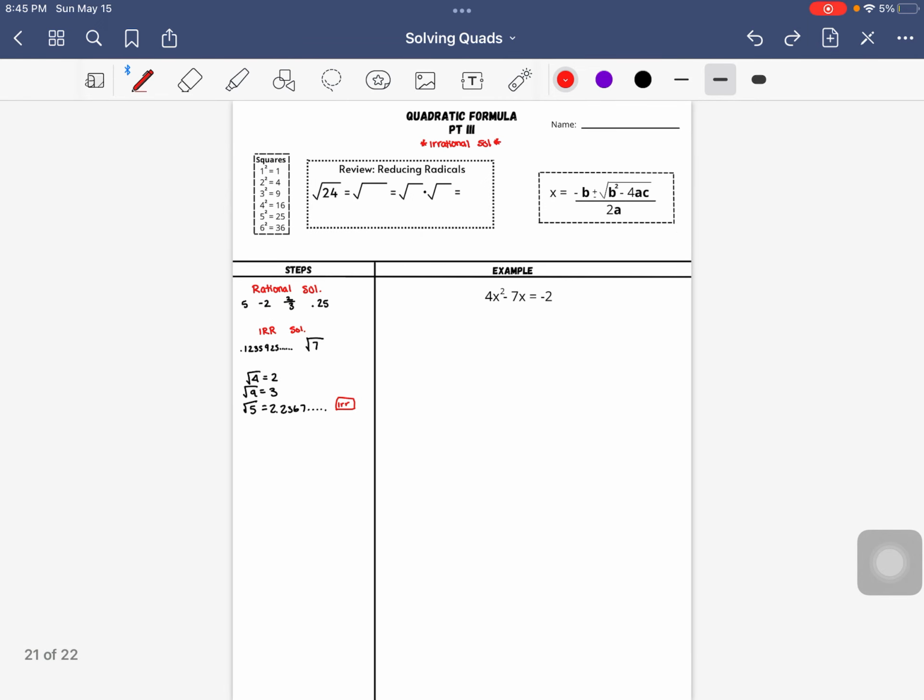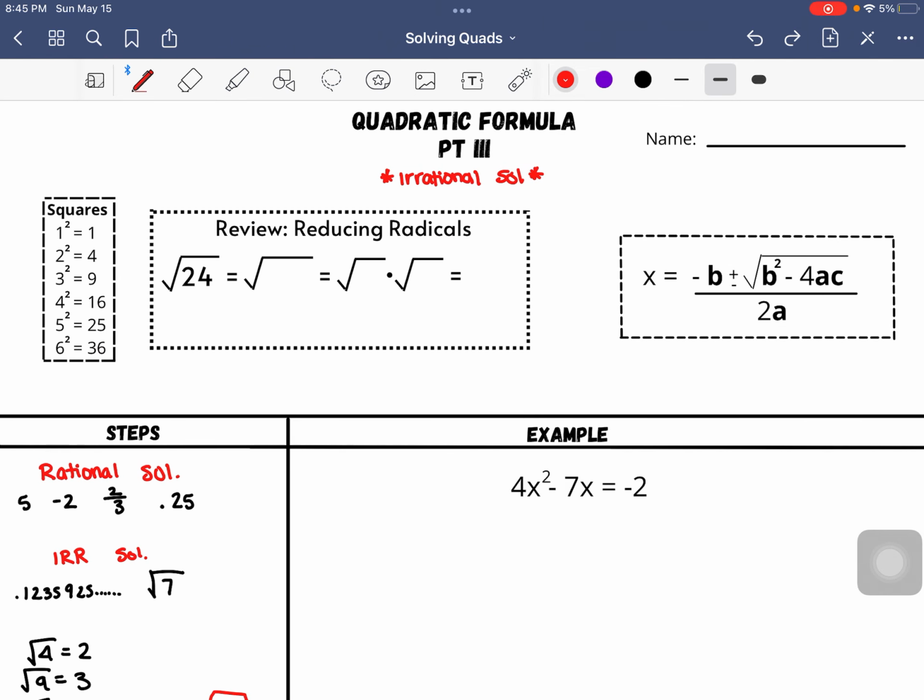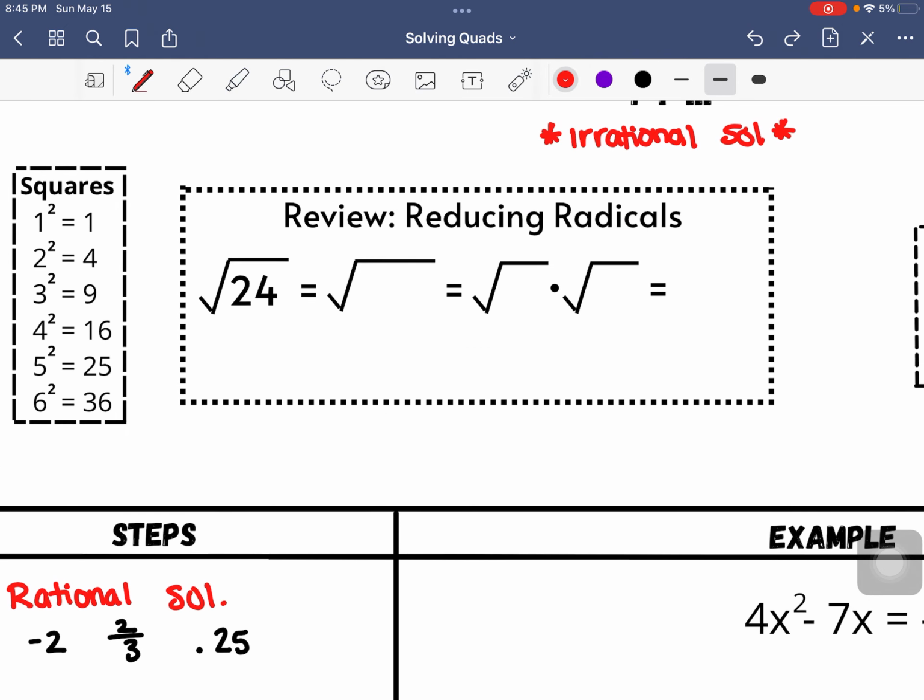So all of these perfect square numbers, when you put them in the radical, they give you a nice pretty number. But if it is not a perfect square number and you put it in the radical, you get a fraction, an irrational solution. So today we're going to be talking about breaking them down. So first step, you need to write down the factors of your number. So right here for this example, we have 24. So I'm going to write them down.